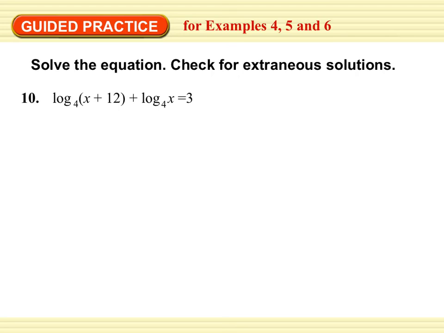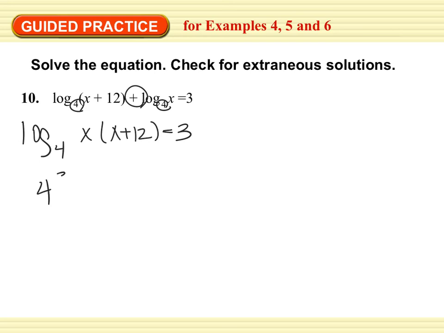Okay, one more. Solve the equation. Same type problem. I've got addition in between the same bases. So we'll do log base 4 of x times x plus 12 equals 3. So 4 to the third power equals x squared plus 12x. Set it equal to 0: x squared plus 12x minus 4 to the third power, which I should have memorized, 64.